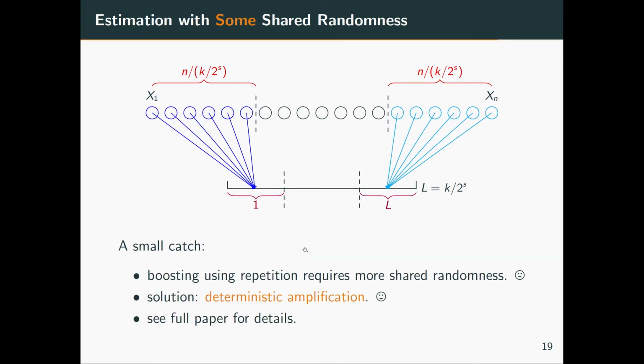There is also one small catch here, which is that the original domain compression theorem succeeds with a relatively small constant probability. If we use the boosting by repetition technique commonly used in the centralized setting, it will require more shared randomness. Here we propose a solution called deterministic amplification, which can boost the probability to a larger constant without using extra shared randomness. Please read our full paper for the details. This concludes the upper bound part.